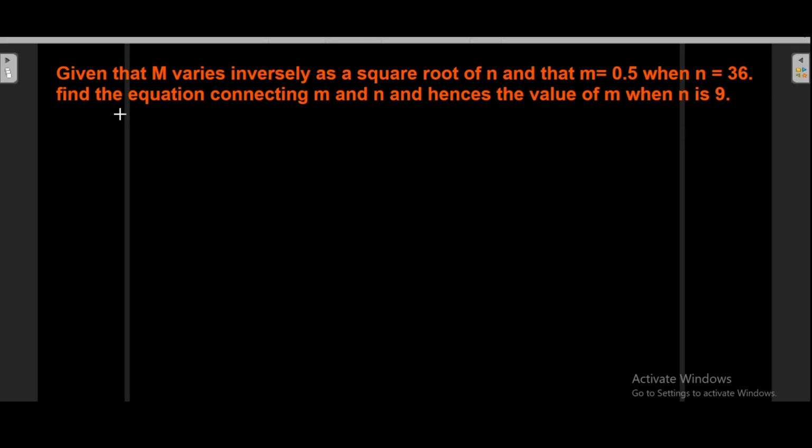The question says, given that m varies inversely as the square root of n. This statement means that m varies inversely as the square root of n. That's what it means. And they want us to find m when n is 9, given the condition that when m is equal to 0.5, n is 36. And they want us to create an expression connecting this information.